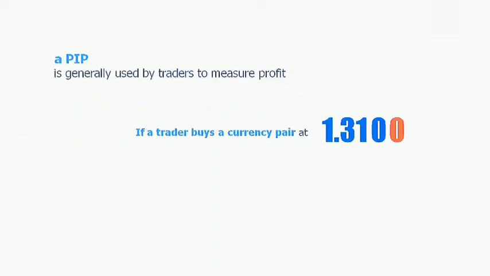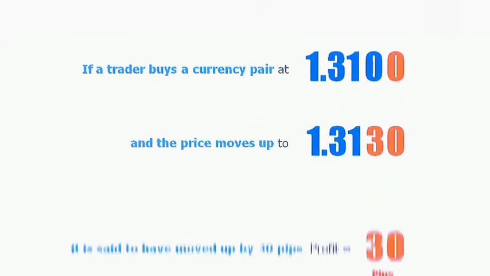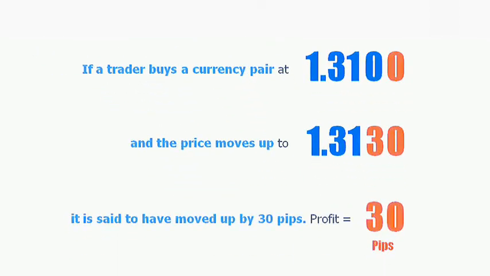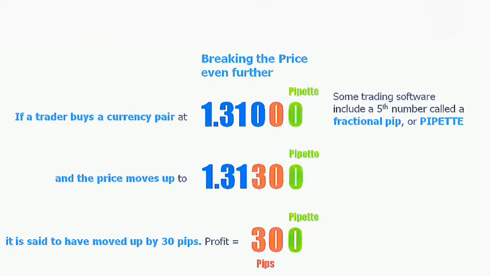If a trader buys a currency pair, again the euro-US dollar at 1.3100, and the price moves up to 1.3130, it is said to have moved up by 30 pips, or the trader has gained a 30 pip profit. Some trading software makes use of 5 decimal places, in which case the 5th number is called a fractional pip or pipette.